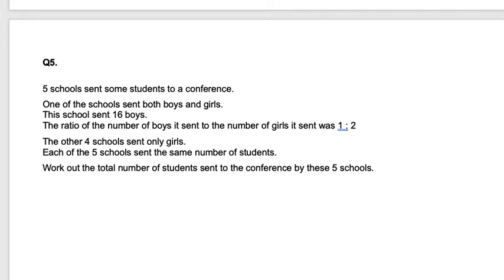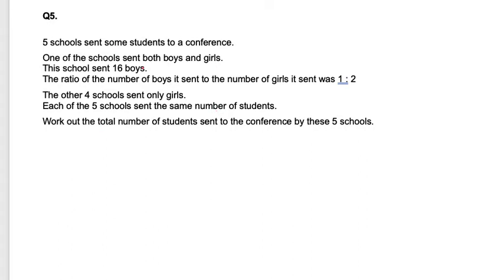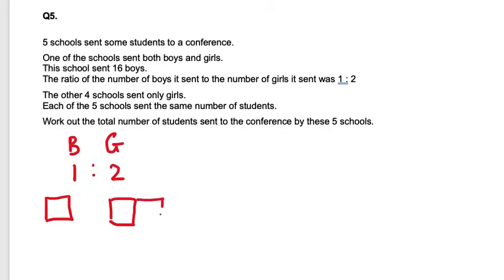Question 5. Now, I'm going to use the box method for this. You've seen the box method a lot of times now. 5 schools. So there are 5 schools altogether. One of the schools, now we're going to look at one of those schools. They sent both boys and girls. We're looking at boys first, girls second. Boys is in the ratio 1 to 2. So boxes. Boys have got 1 box. They've got 1 part. That's what that 1 represents. Girls have got 2 boxes. They have 2 parts. The school sent 16 boys.